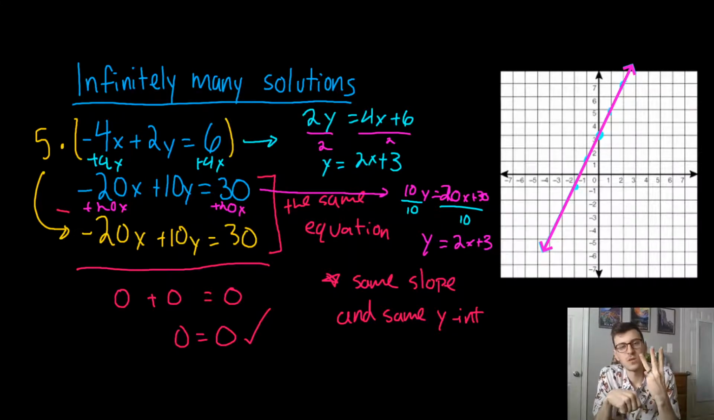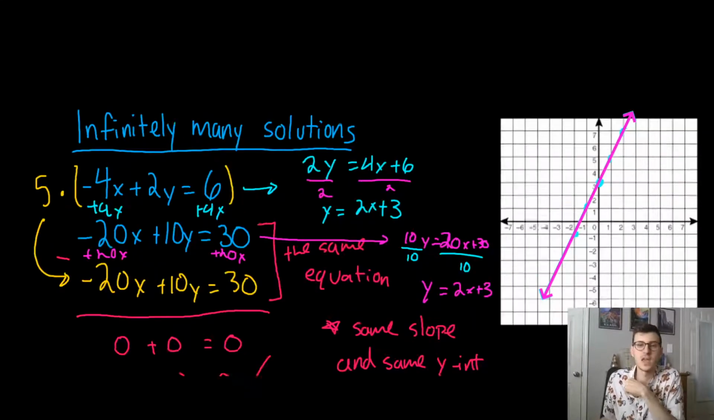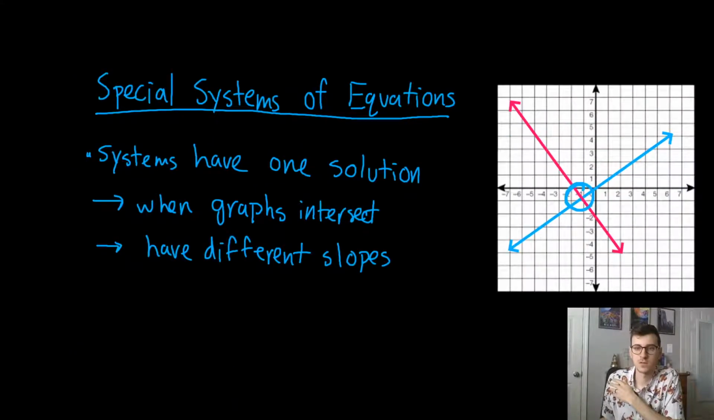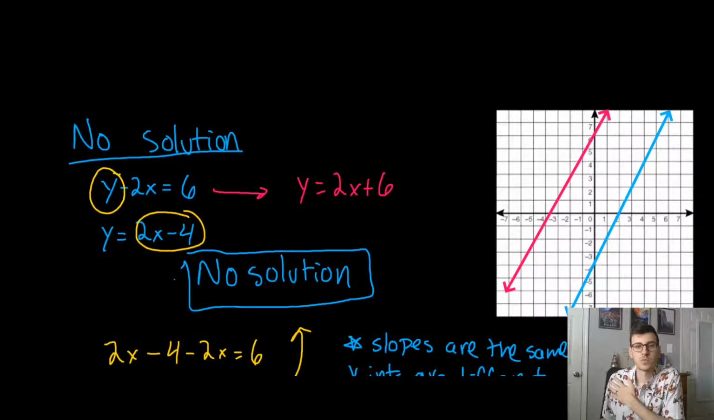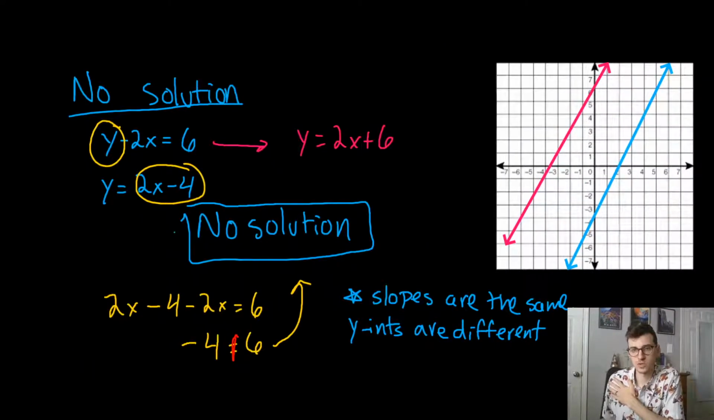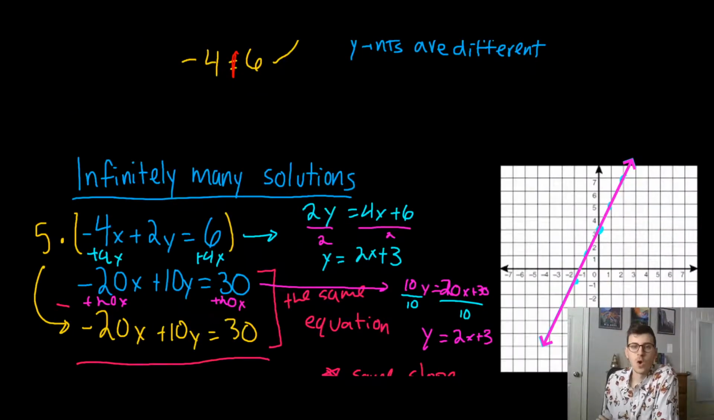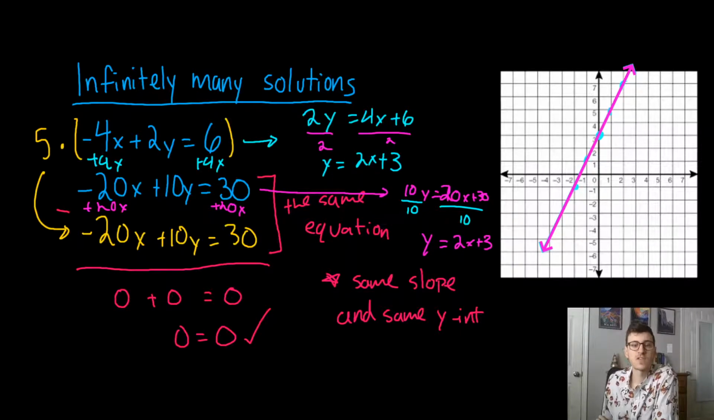So there are three types of systems you can have. You can have systems with one solution, where the graphs intersect, which is when the graphs have different slopes. You can have systems with no solution, which is when the graphs have the same slope but different y-intercepts. Or you could have a system with infinitely many solutions, where the graphs have the same slope and the same y-intercept.